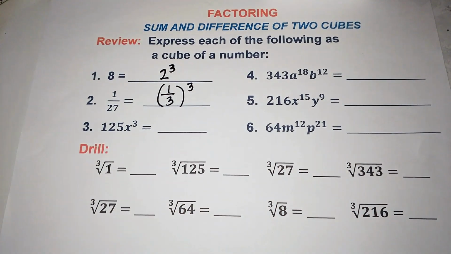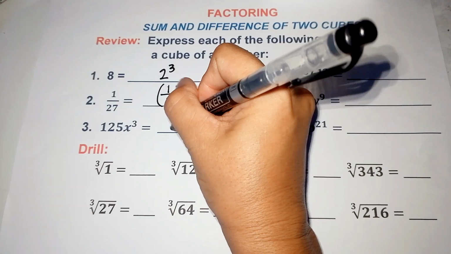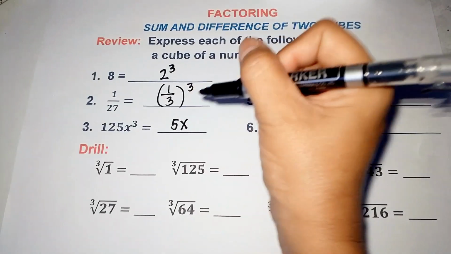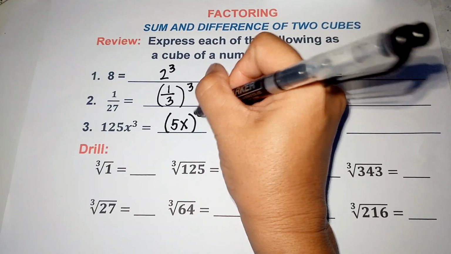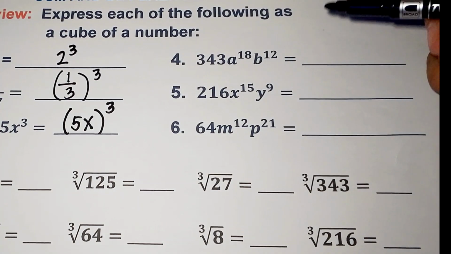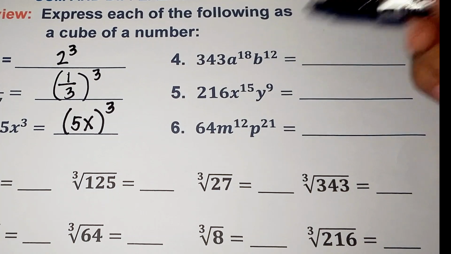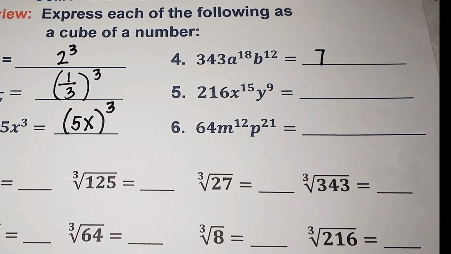For number 3, 125 is 5 cubed. Therefore, 125x cubed is (5x) cubed. Number 4, 343 is the cube of 7, or 7 cubed.